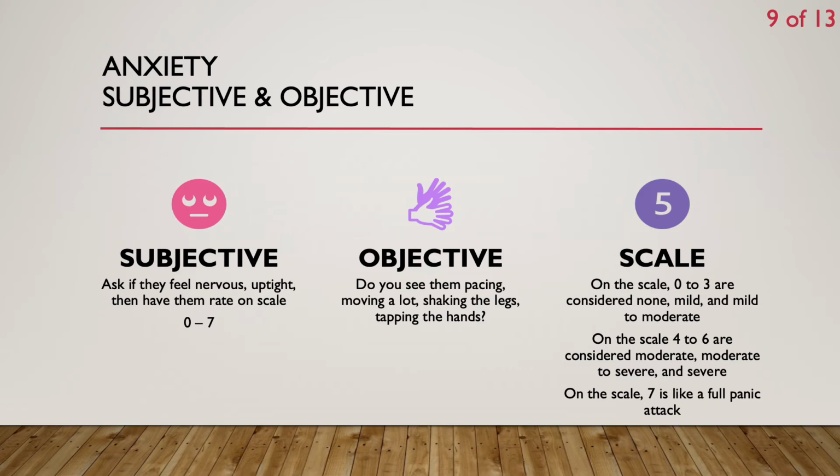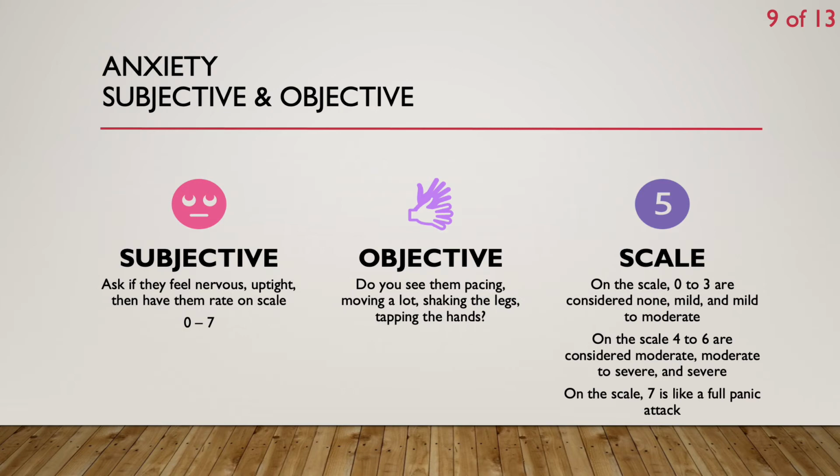Anxiety, subjective and objective. Subjectively, you're going to ask if they feel nervous, uptight, have them rate that again. Remember, it's on the scale, so you're going to say with 0 being none and 7 being the worst anxiety you ever had, and see where they go in between. Objectively, do you see what they're rating? Do you see them pacing, moving a lot, shaking the legs, tapping the hands, inability to just be calm?